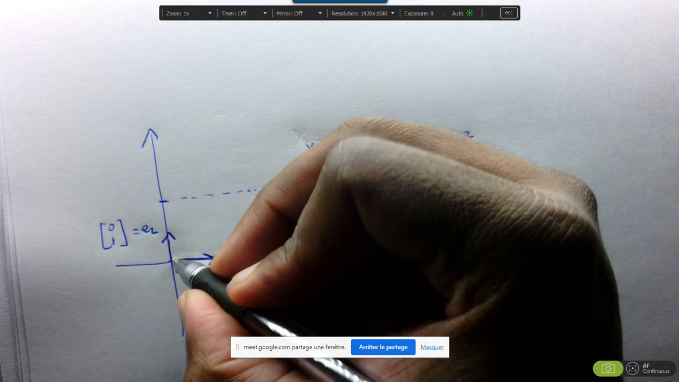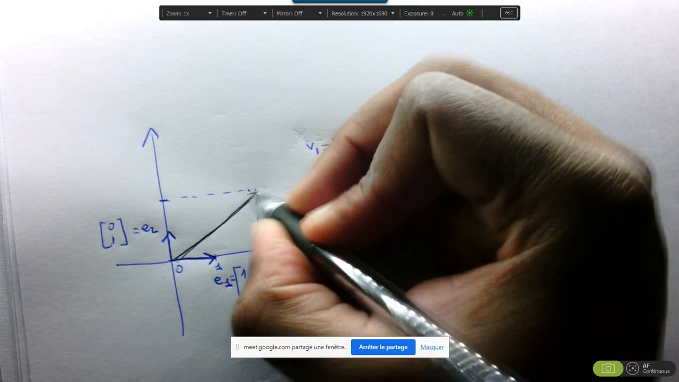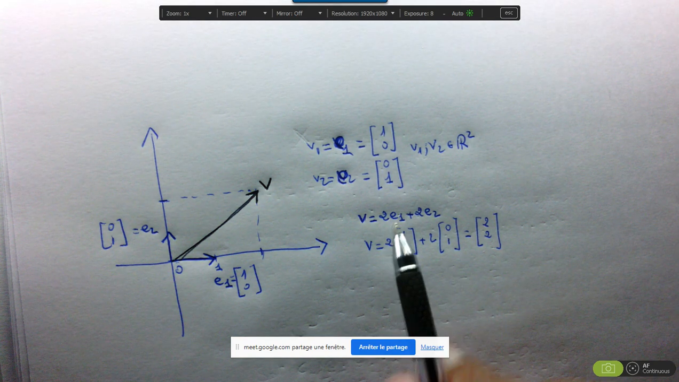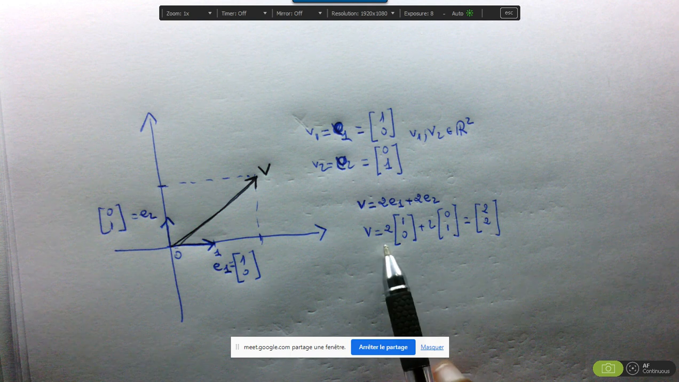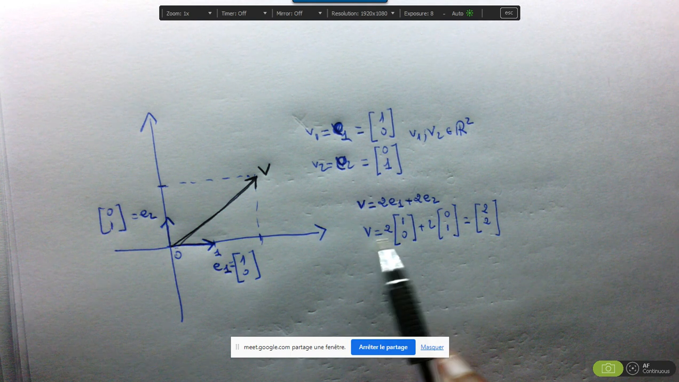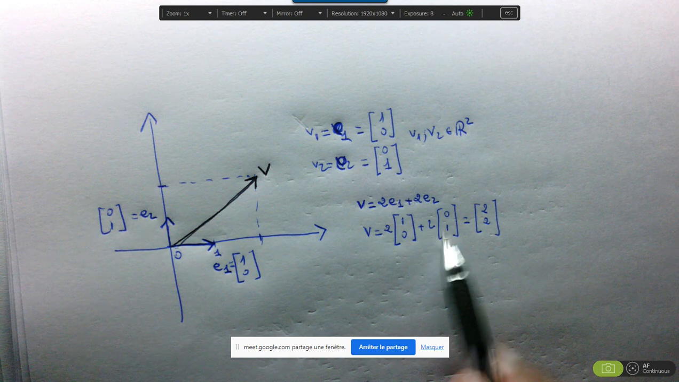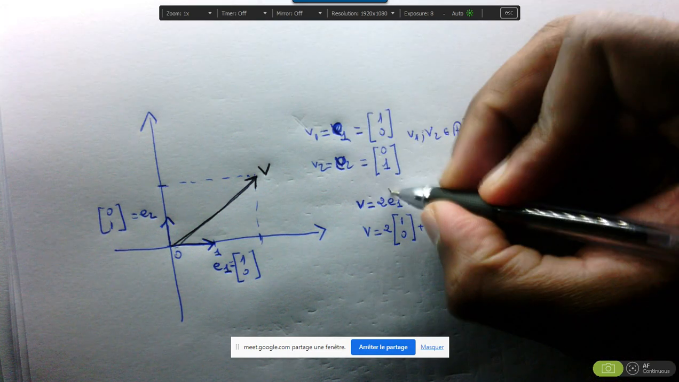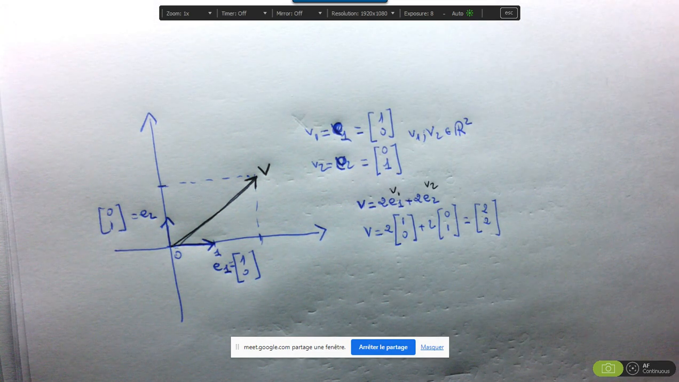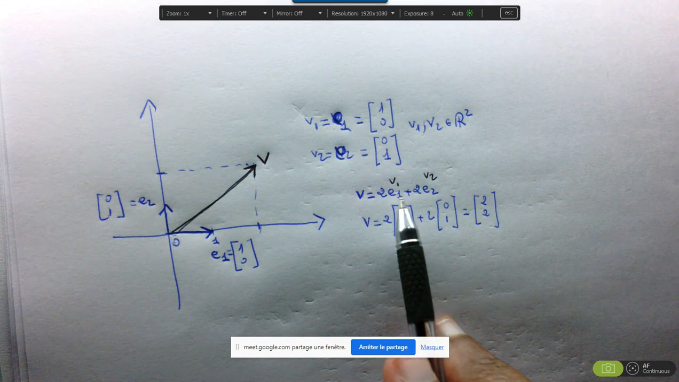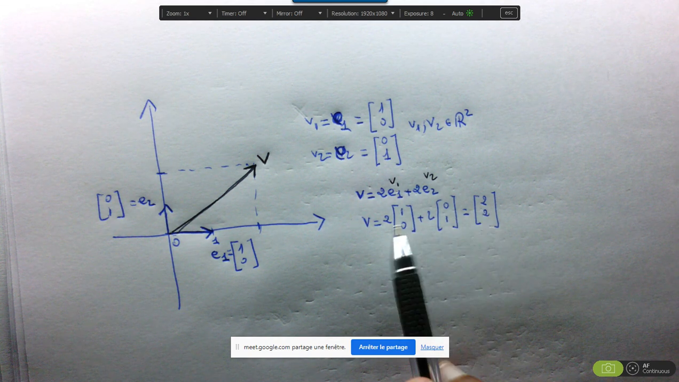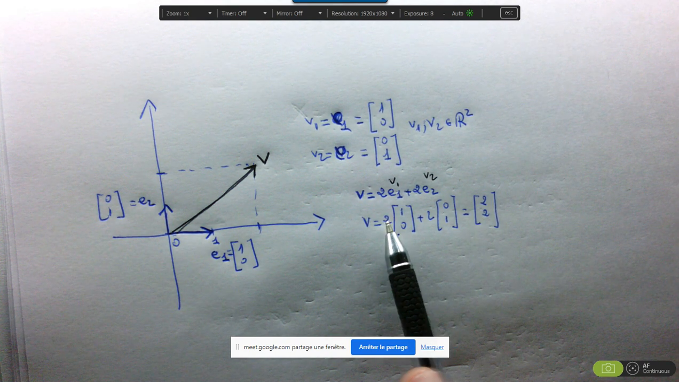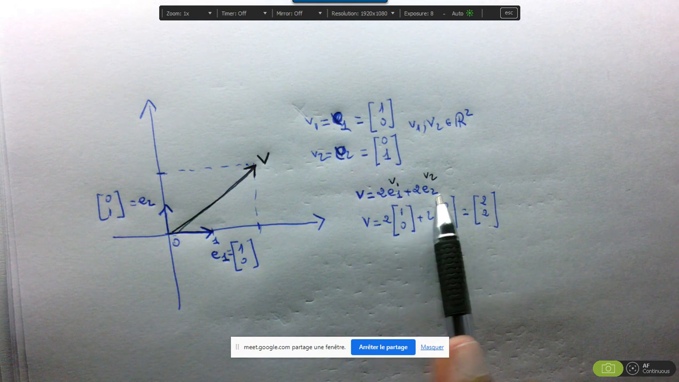So this is my vector v here. According to the theorem, this linear combination that I have here, v, which is equal to the linear combination of e1 and e2, will be unique if and only if those two vectors, e1 and e2, or v1 and v2, are linearly independent. If it's linearly dependent, this is not going to be unique. I'm going to have multiple ways of having the same thing here. But if I have this one to be unique, that means that these two are linearly independent.